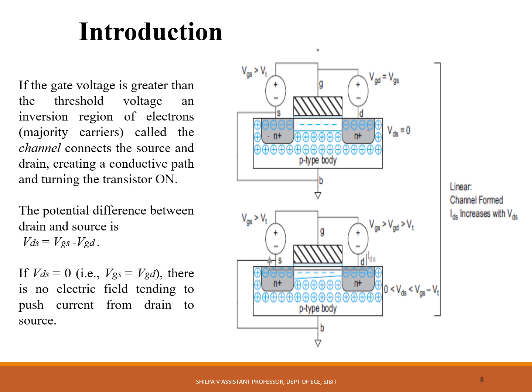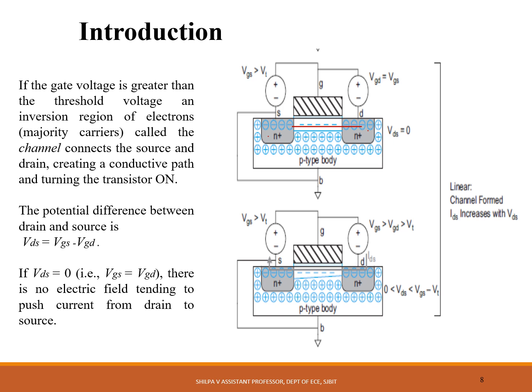When the gate voltage is greater than the threshold voltage, an inversion layer forms, as you can see in the diagram, called the channel. The channel connects source and drain, creating a conductive path and turning the transistor on. So this inversion layer connects source and drain, and under this condition we say the transistor is on. The number of carriers and the conductivity increase depending on the gate voltage.